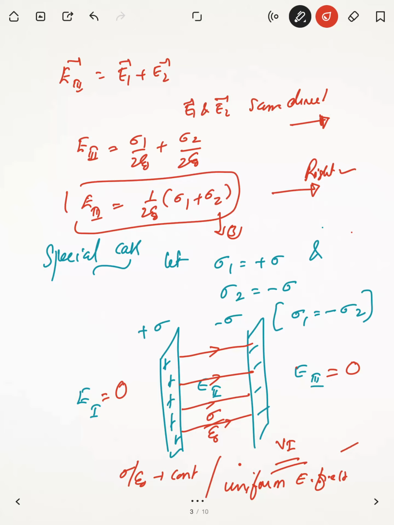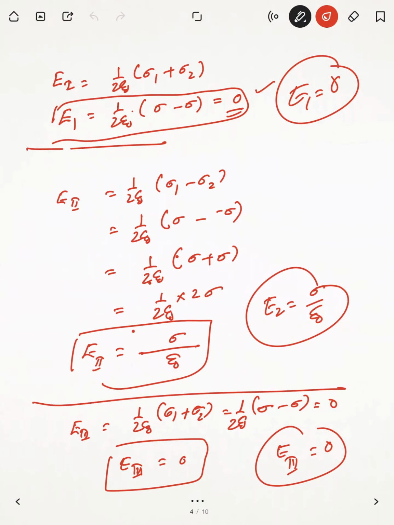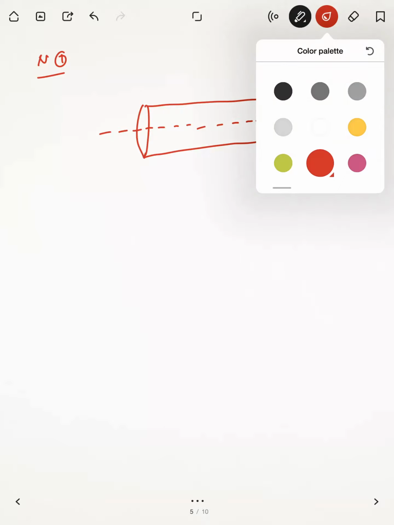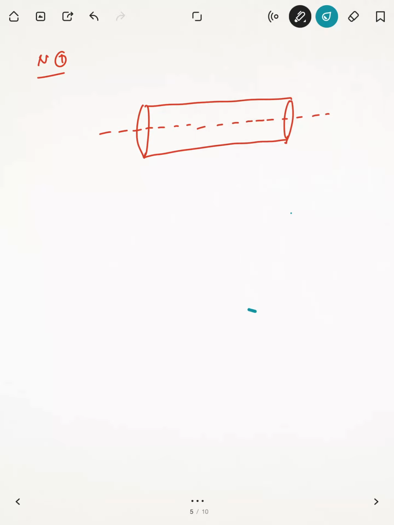Now some other points I am going to explain regarding Gauss's theorem applications, some other NCERT numerical. The NCERT numerical is given like this. A cylinder is placed in a uniform electric field which is along the x-axis, and the axis of the cylinder is in the direction of the electric field. So this is the axis of the cylinder, and the uniform electric field is existing here in this region.